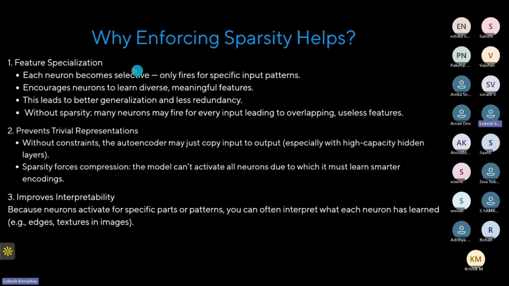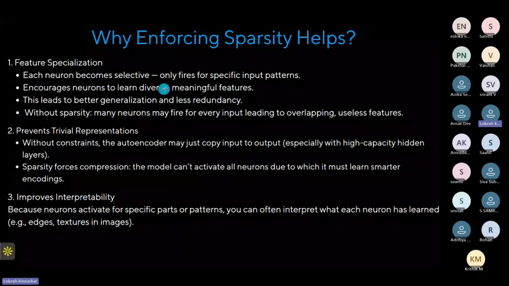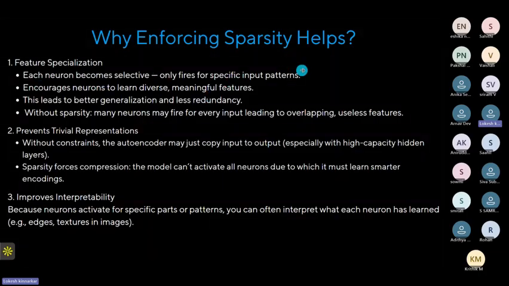And here are the reasons why enforcing sparsity helps. First reason is feature specialization, that is, each neuron becomes selective and fires only for specific input patterns. Secondly, it encourages neurons to learn diverse and meaningful features. Without sparsity, if there are many neurons which fire for a particular input, it leads to overlapping or useless features.